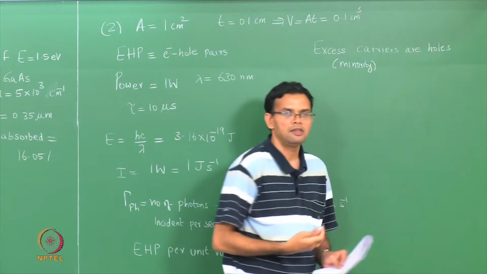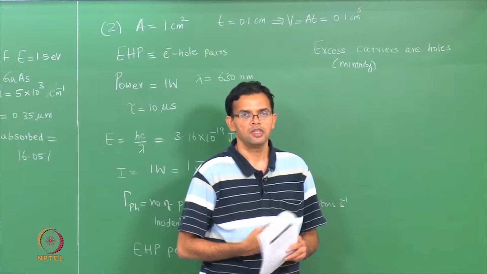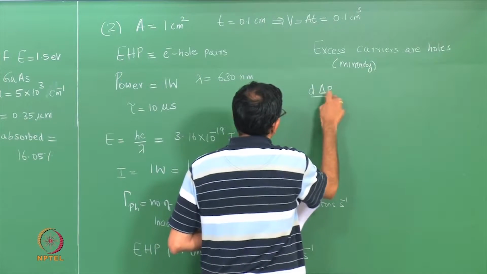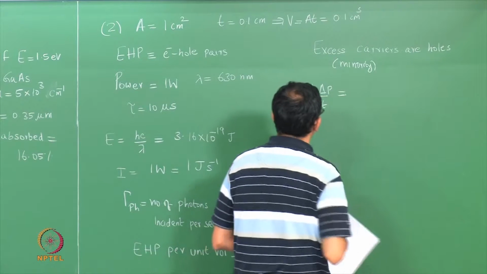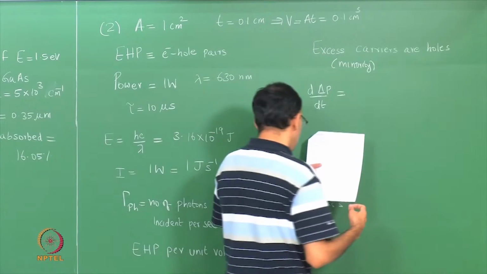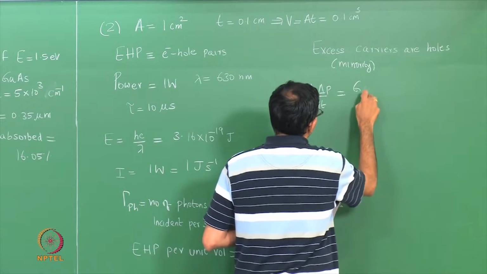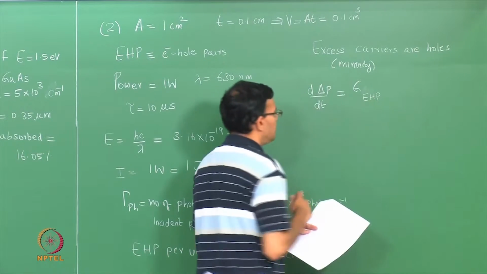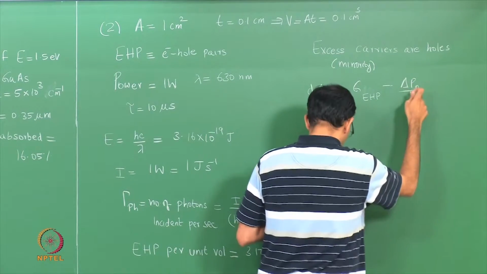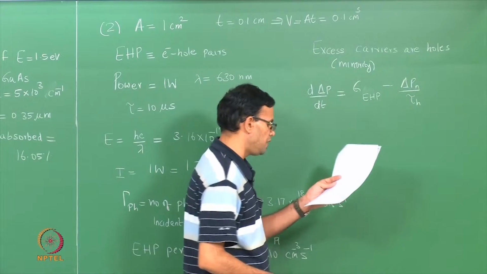So, when we have light illuminating on a sample, it is possible to write an equation for the excess carriers. This differential equation just says d delta p over dt. So, delta p represents the excess minority carriers that are created. This is equal to the number of electron hole pairs that are generated minus delta p n over tau h, where tau h is the minority lifetime.